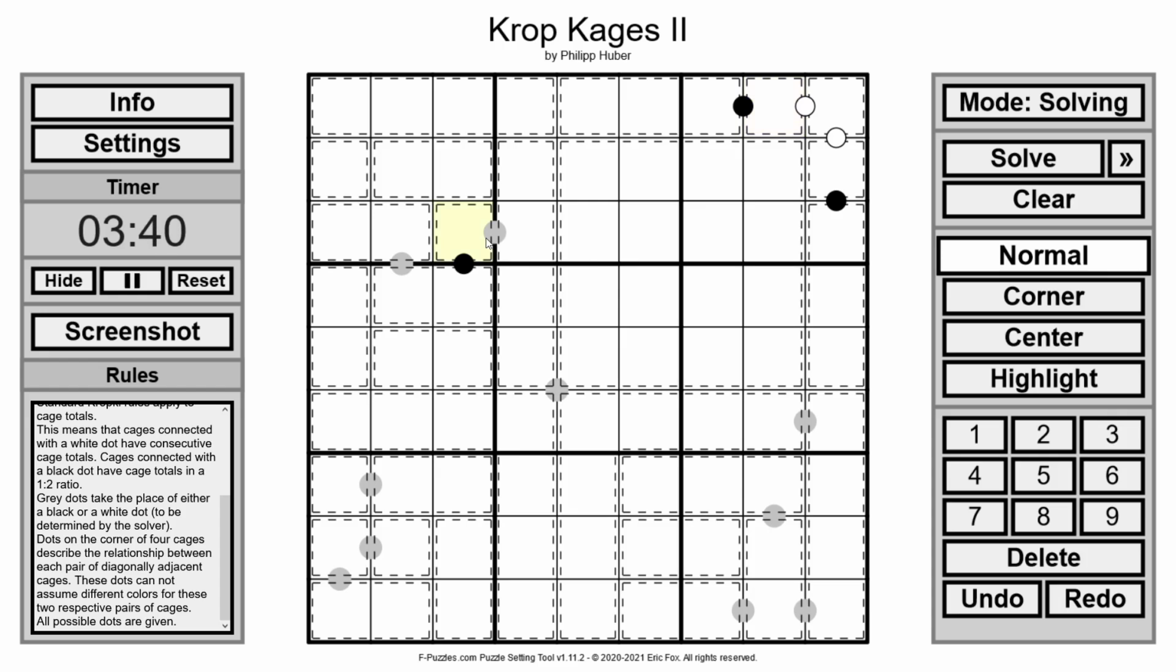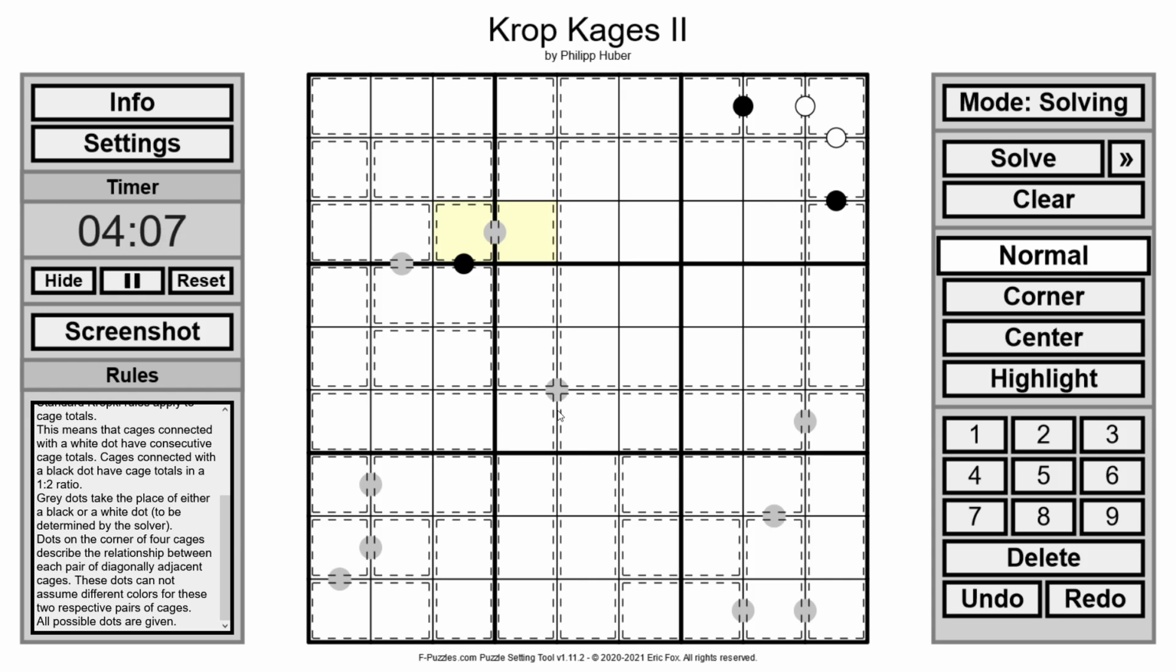Also, we have gray dots in the grid. Gray dots in the grid are just standard Kropki dots basically, but we do not yet know whether or not it's a black dot or a white dot. So during our solve, we have to find out, is this a black dot or is this a white dot? At least we know there's a Kropki relationship between those two cages.